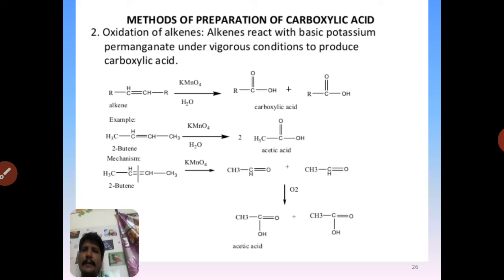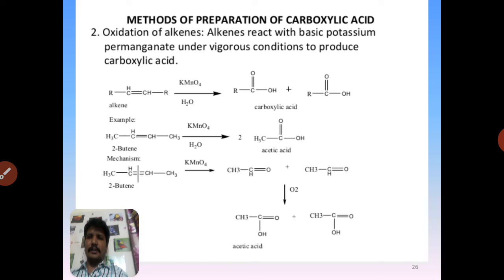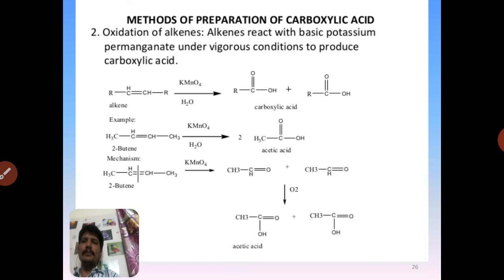If you use 2-butene, it gets oxidized by using KMnO4 to give acetic acid. Similarly, 2-butene gets oxidized into two molecules of acetic acid. In this reaction, this butene, a symmetric alkene, gets cut from the center to obtain two symmetric molecules of acetic acid. This is another method for preparation of the carboxylic acid.